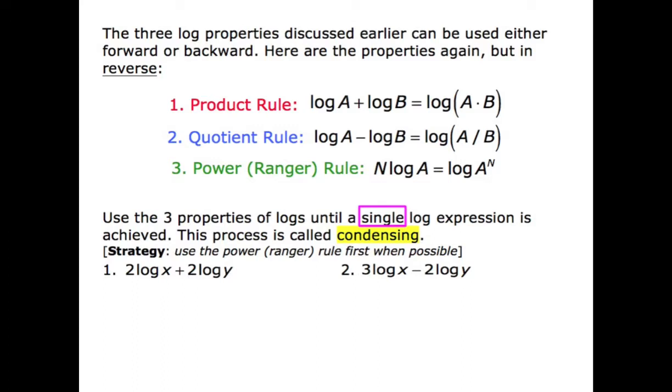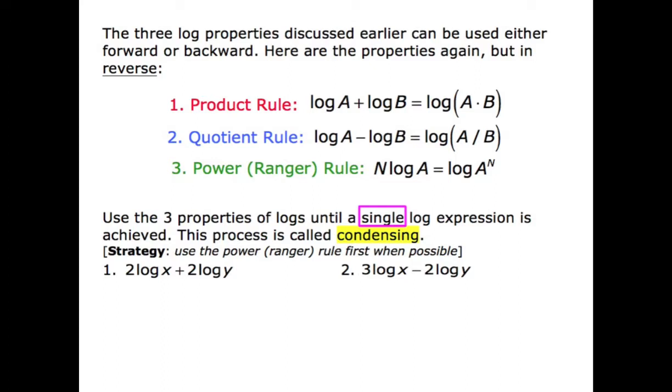If we look at the product rule in reverse, we see log A plus log B is the same as the log of A times B. Notice we see the word log twice in the given, but there's only the word log once in the result. Let's move to the quotient rule.